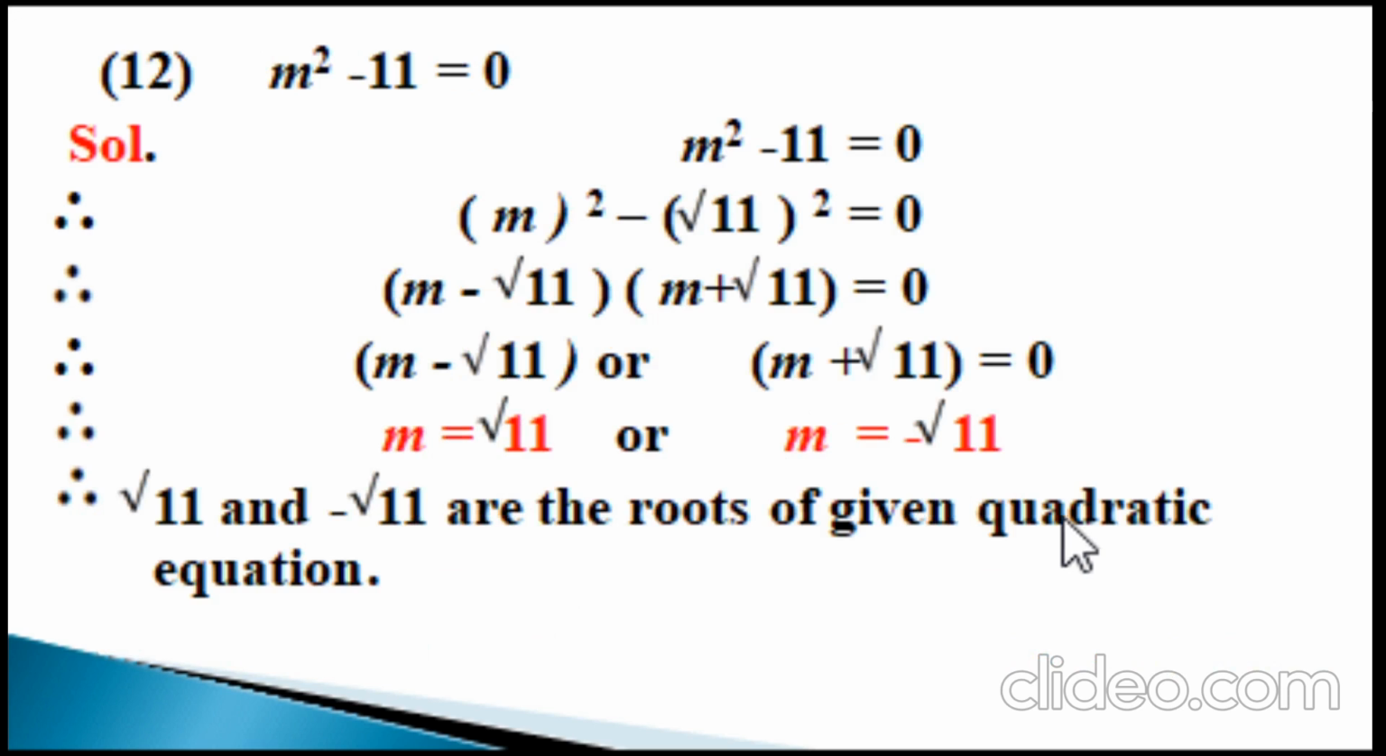In question number 12, a similar method is used. M square minus 11 is equal to 0. So m square can be written as square of m and 11 can be written as square of root 11. So here the same formula we have used, a square minus b square. We get a minus b is equal to 0, a plus b is equal to 0. So m is equal to root 11 or m is equal to minus root 11. So root 11 and minus root 11 are the roots of this quadratic equation.